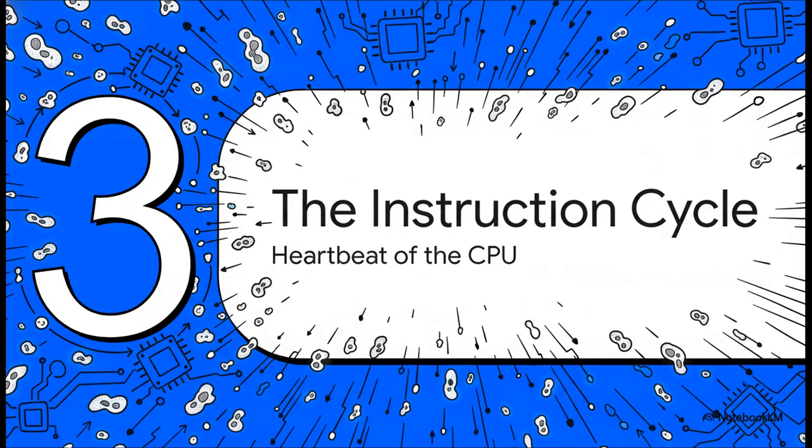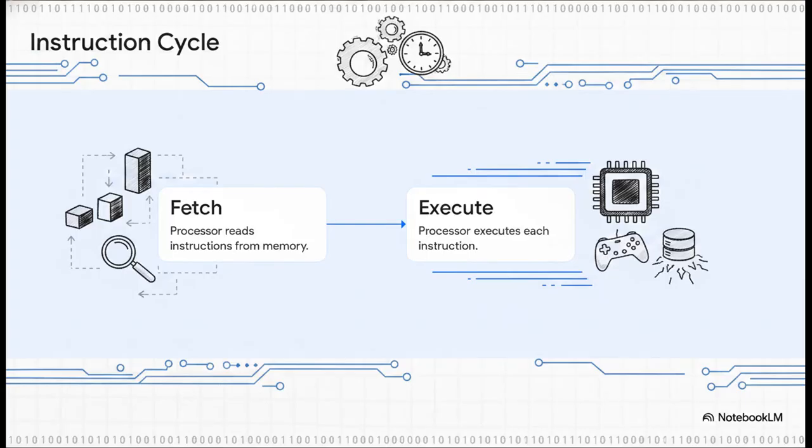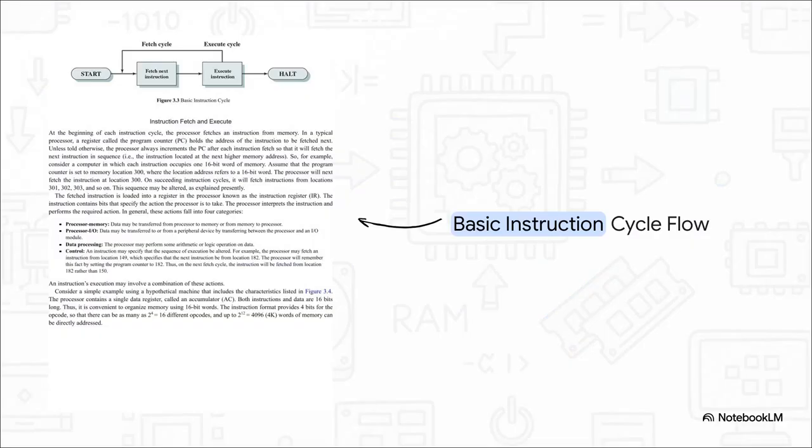Okay, let's zoom in even further. Part 3, the instruction cycle, the heartbeat of the processor. So the crucial point here is that no matter how incredibly complex a program seems on the surface, it ultimately boils down to a repetitive 2-step heartbeat. Step 1, fetch the instruction. Step 2, execute the instruction. The flow is just relentless.